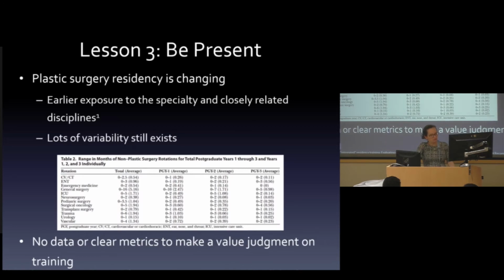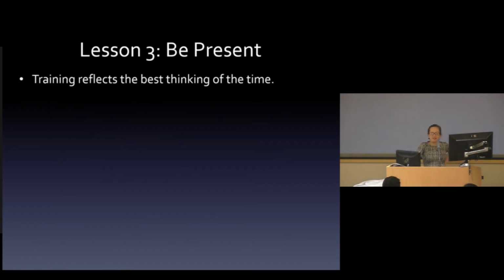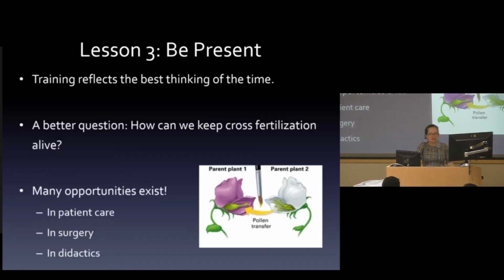And I think the answer that I've come to over time is that, at least for me, this is probably the wrong question to be asking. Trying to make a value judgment about the way you trained or the way other people trained is kind of a moot point. We all train the way we train, and it reflects the culture and the best thinking of the time. So instead, a better question is probably to ask, given that medical training is getting more and more subspecialized, how can we make sure that we keep cross-fertilization alive?